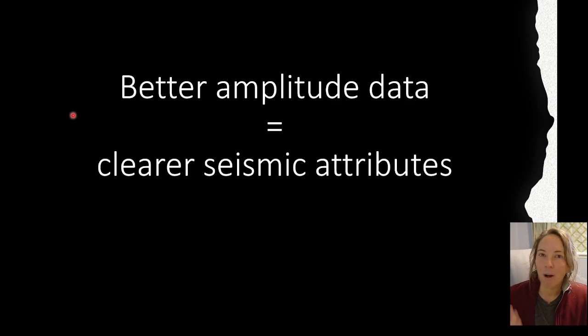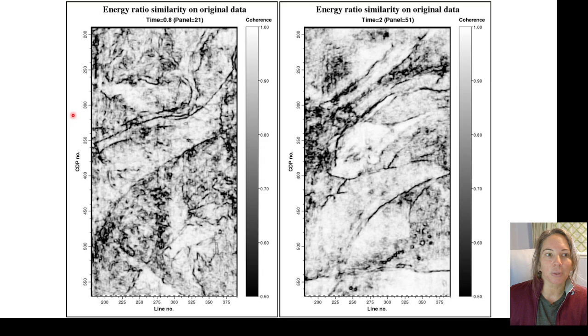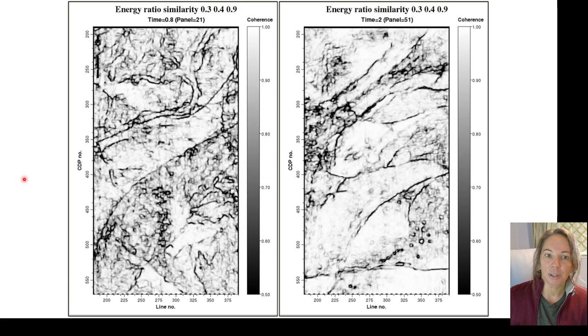Okay, all of this is really important because the cleaner our amplitude data is, the better our seismic attributes are going to look after we run them through our algorithms. Here's an example of energy ratio similarity, one of my favorite types of coherence. We're looking at two different time slices at 0.8 seconds and then down at 2 seconds. And we've got some channels in here. We've got some faults. And we're looking at it now without SOF applied and then with SOF applied.